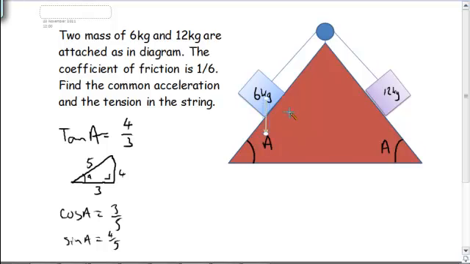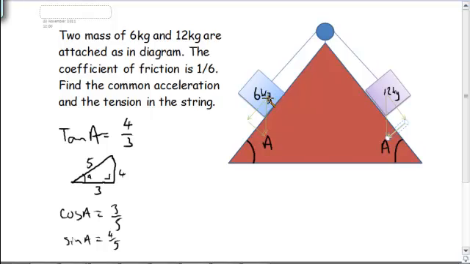First force we'll fill in is mg, the force of gravity down this way. This can be resolved into two, one along the plane like this and one down like this. Likewise for the 12 kg we've got gravity which goes down. This can be resolved into two forces, one which goes straight down the plane and one which goes into the plane like that.